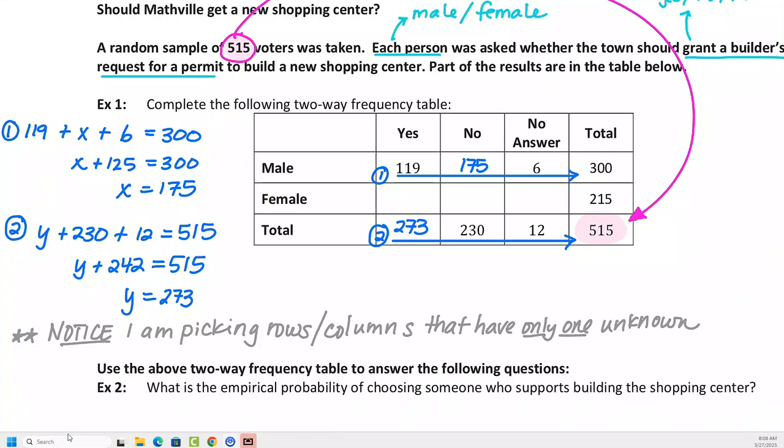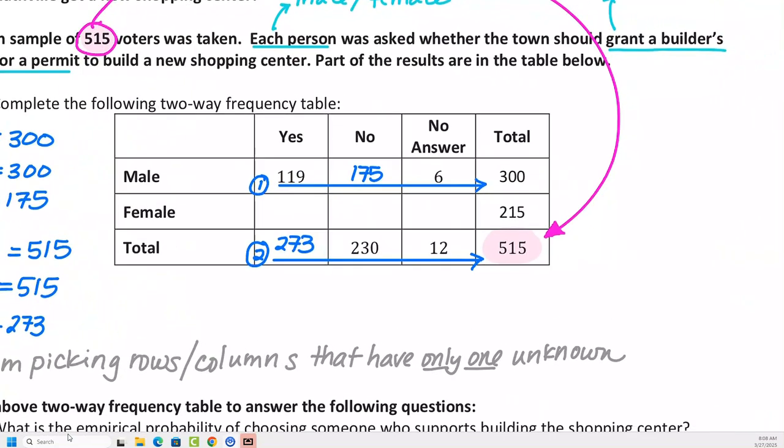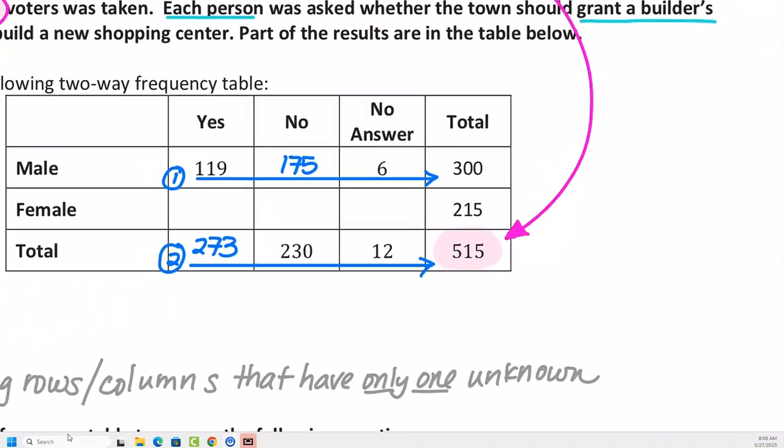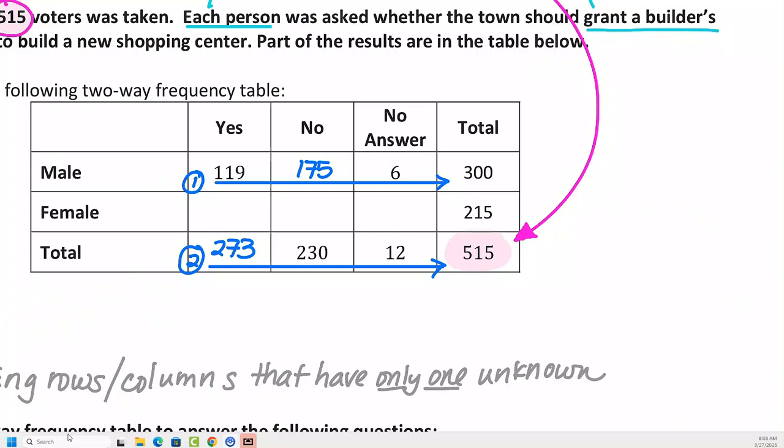Okay, are you guys okay with that? Yeah? Okay, let's find the remaining missing boxes. I'm going to come over here now, and I'm going to find the missing box here in this column.